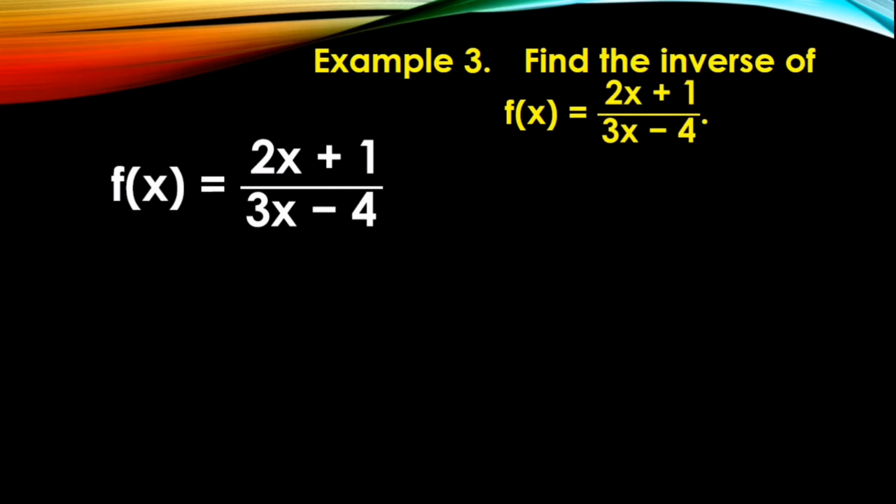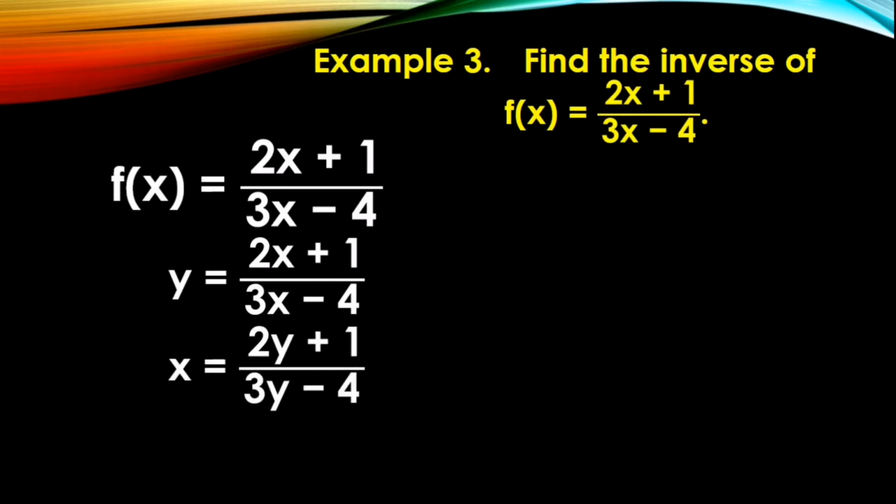Example number 3: find the inverse of f of x is equal to (2x plus 1) divided by (3x minus 4). We will write this in the form of y is equal to f of x. This will become y is equal to (2x plus 1) divided by (3x minus 4). Next, we will interchange the variables x and y. So we have here x is equal to (2y plus 1) divided by (3y minus 4).